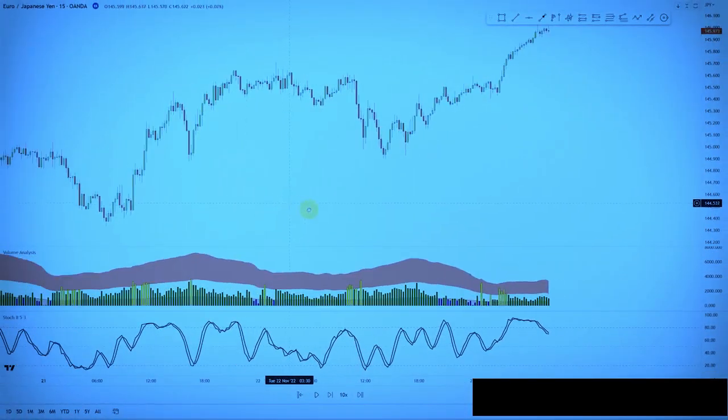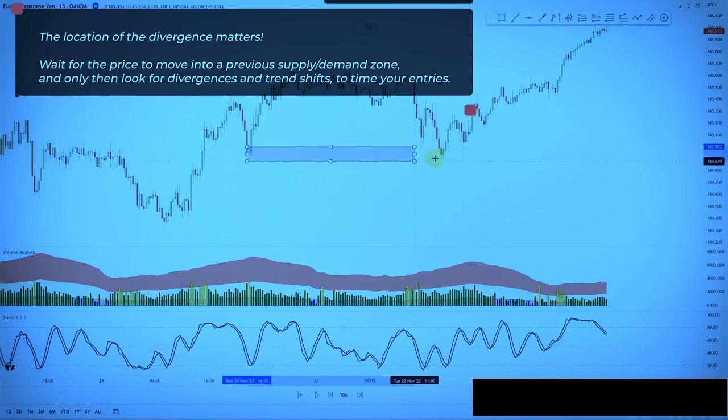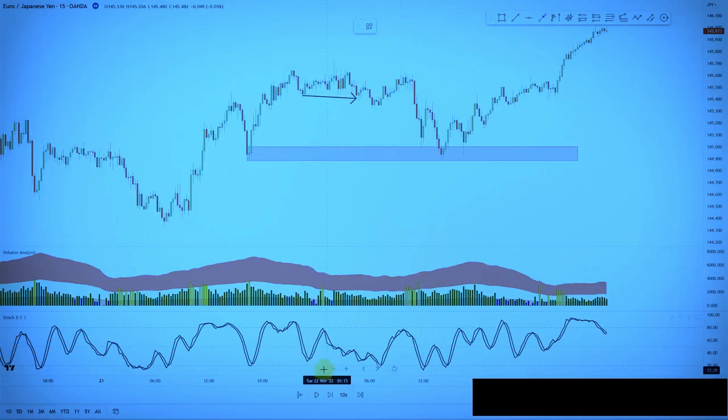The location of the divergence is very important. Adding the filter of location can usually enhance the quality of your divergent signals. Instead of taking trades just because of a divergent signal, you'd wait for the price to move into a previous supply or demand zone, and only then look for divergences and trend shifts to time your entries.